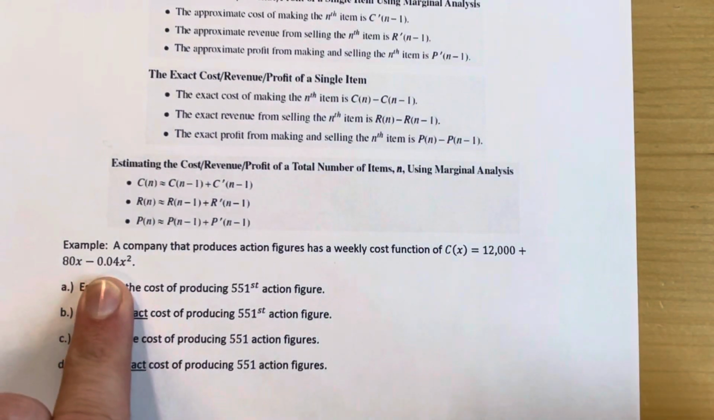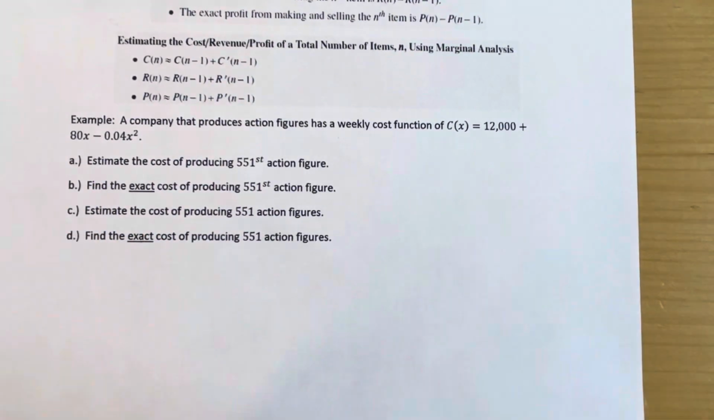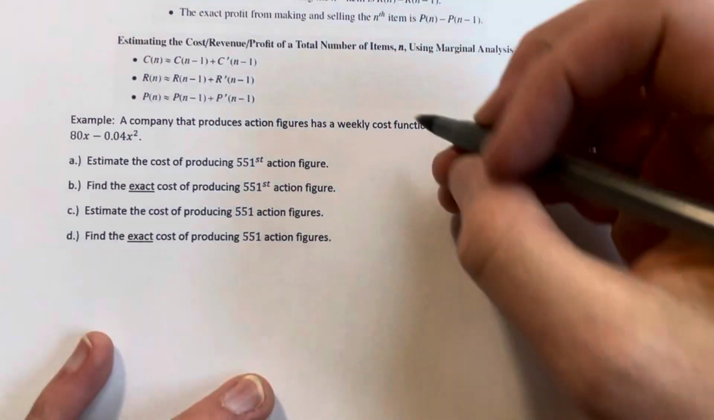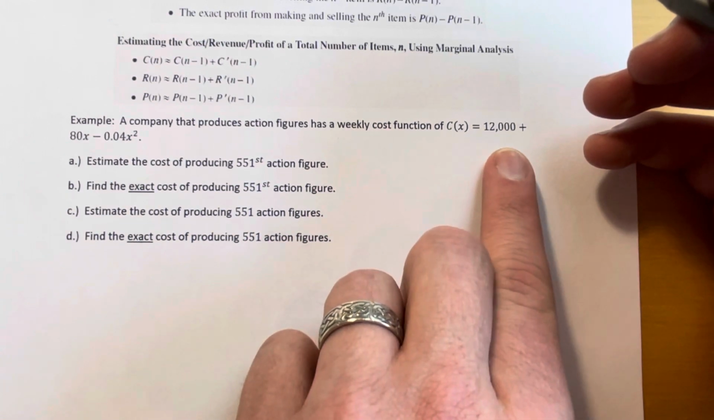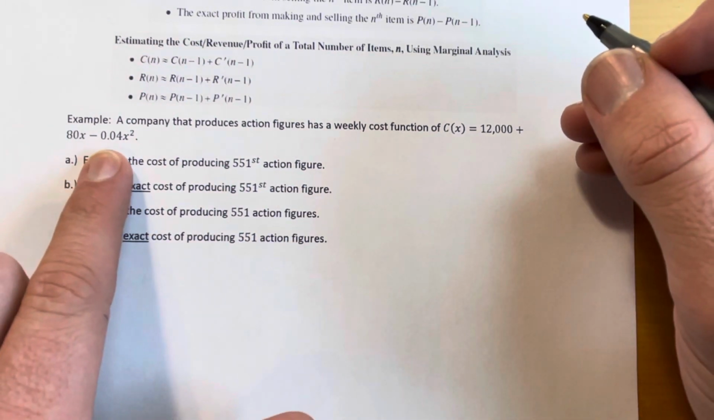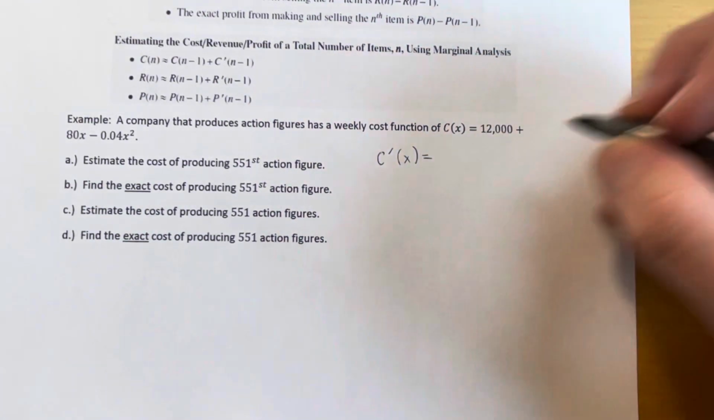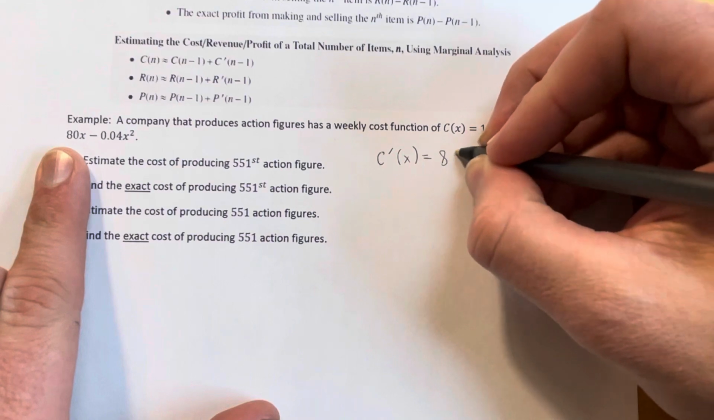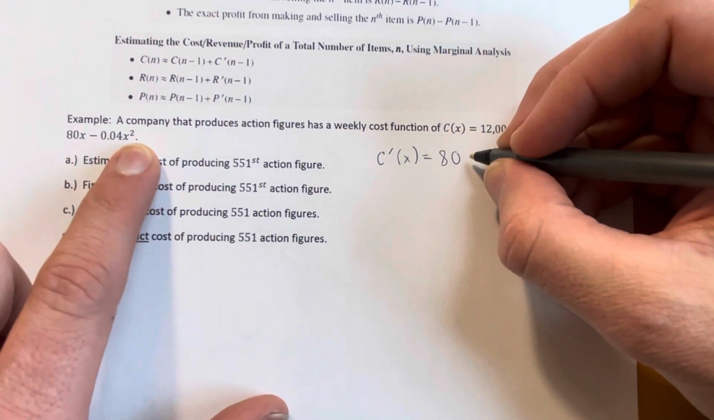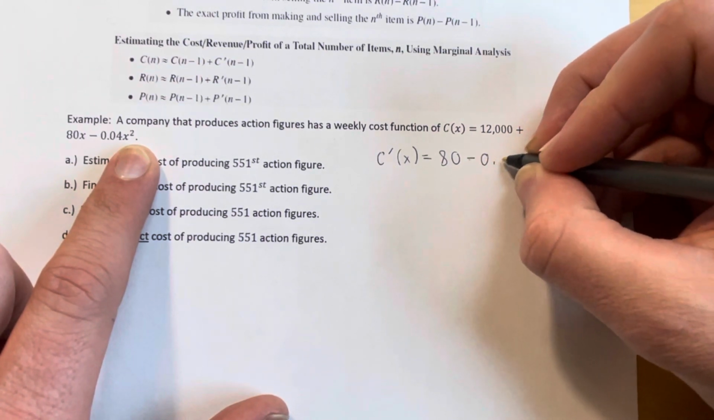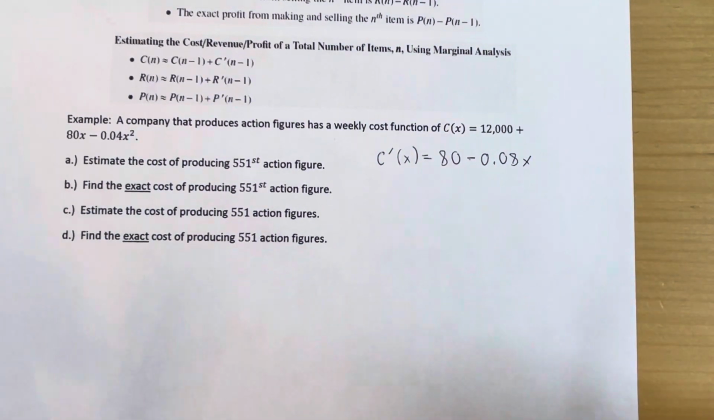In this example here, we're going to show how good of an approximation this is. There are 4 parts to this, but we're going to do all 4 of them relatively quickly. A company that produces action figures has a weekly cost function of C of x equals 12,000 plus 80x minus 0.04x squared. I want my marginal cost function first. We've done enough derivatives now that I can do this relatively quickly. The constant goes to 0. 80x becomes 80. Using my power rule here, this becomes minus 0.08x.